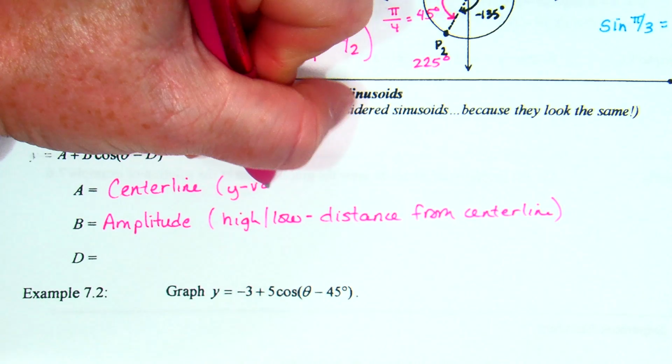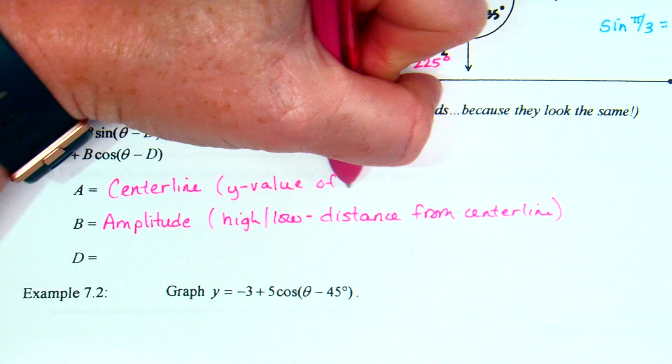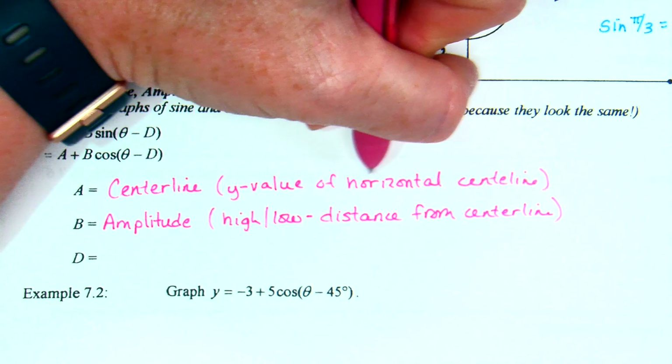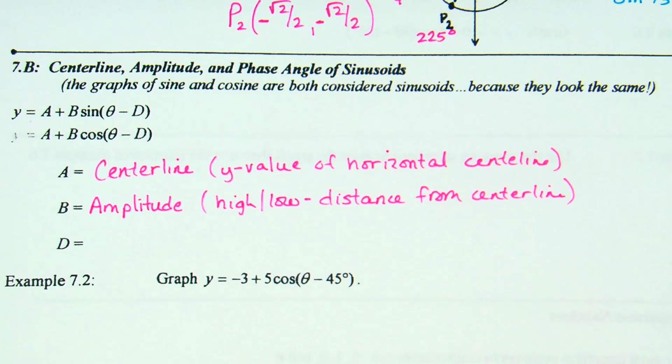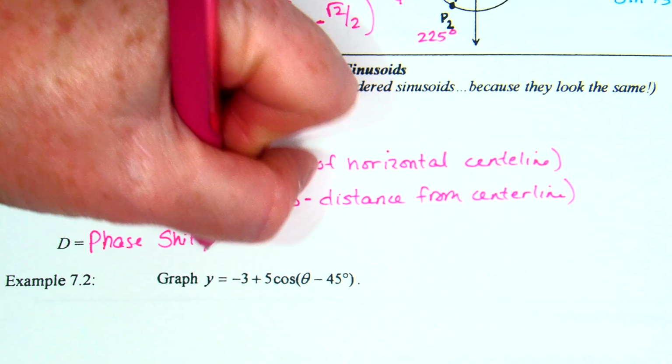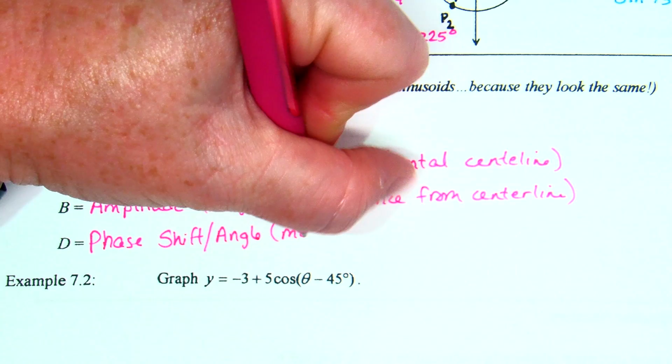It is your y value of the horizontal. I'll say center line. And then Ross mentioned earlier for D, he said the phase shift. I have phase angle written down here. I think it'd be the same idea. Phase shift or angle, if you would. And that does move the graph left to right.